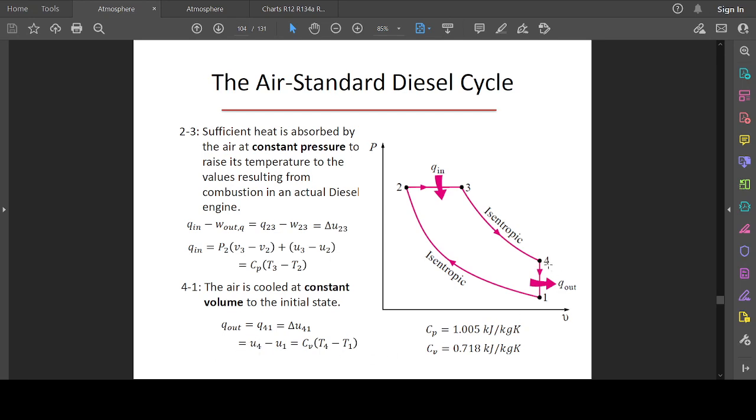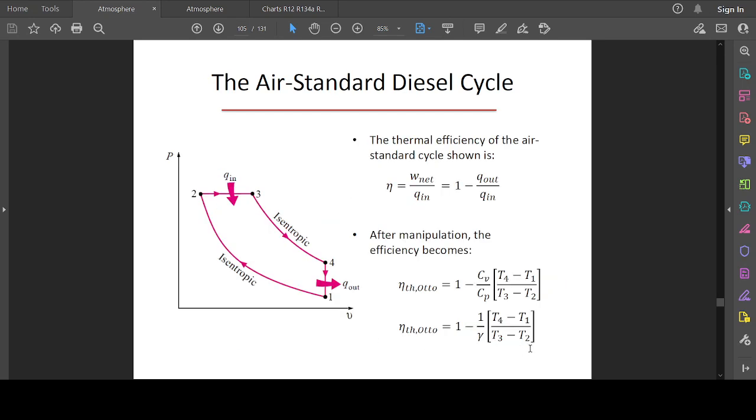Or if we know the temperature at stage 4 and 1, then we can multiply that to the specific heat capacity with respect to volume. Okay, and then note the difference with respect to volume. Okay, so with that established, then we can go back to the thermal efficiency, and we can replace the Q out and Q in with the expanded formulas with temperatures and the specific heat capacity.